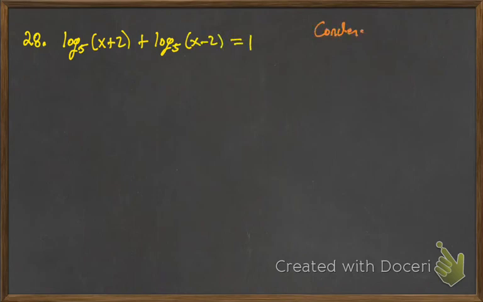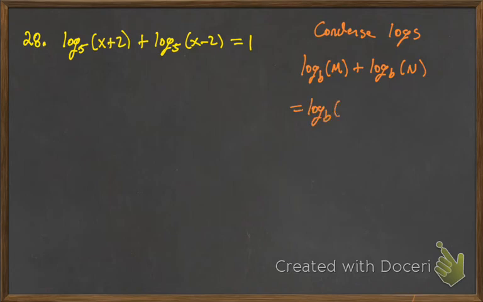Okay, so let's take a look at a log equation here. We've got log base 5 of x plus 2 plus log base 5 of x minus 2, and that's going to be equal to 1. Again, our strategy is to condense the logs and possibly isolate. The rule that we're going to use here is the product rule, because we're adding two logs of the same base, and so we will condense them down into one log, and you'll multiply the arguments of the logarithm. Okay, there's your product rule.